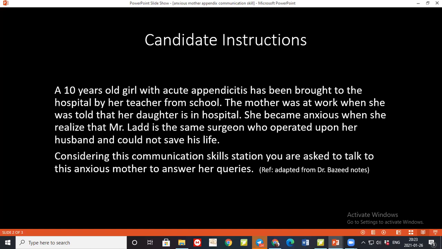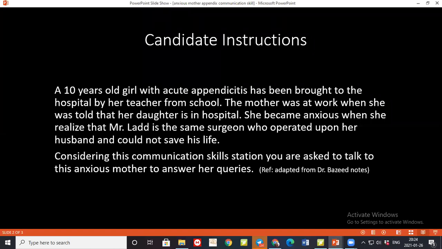Actually, I was at school, doctor, when I got the news that my daughter had some problem and my neighbor brought her to this hospital. I'm really sorry that I was not here for her. I'm feeling very guilty. I was at work, I could not manage. And she earlier had pain also, and I could not get her to the hospital on time.